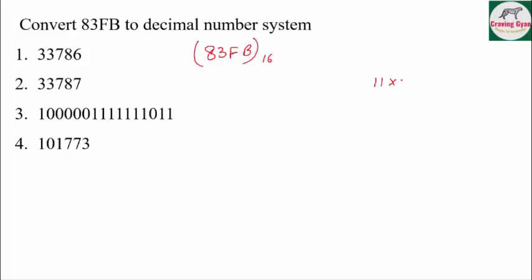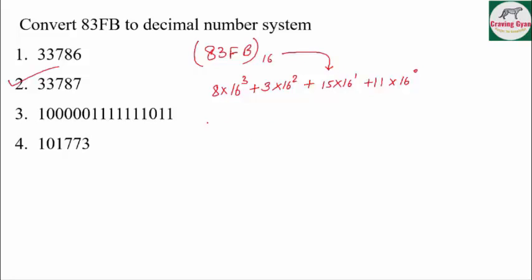B equals 11 into 16 power 0, plus F means it is 15 into 16 power 1, plus 3 means 3 into 16 square. 16 square is 256, plus 8 into 16 cube, which is 4096. On solving you will be getting 33,787. So this is how you are going to calculate from hexadecimal to decimal number system.